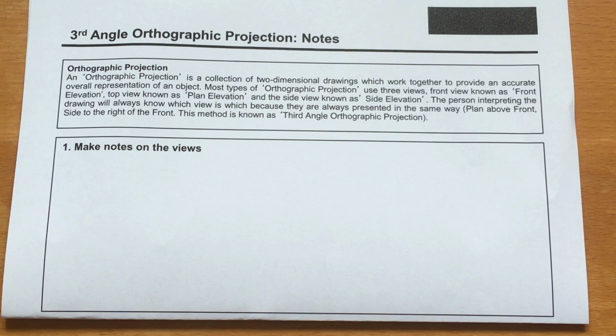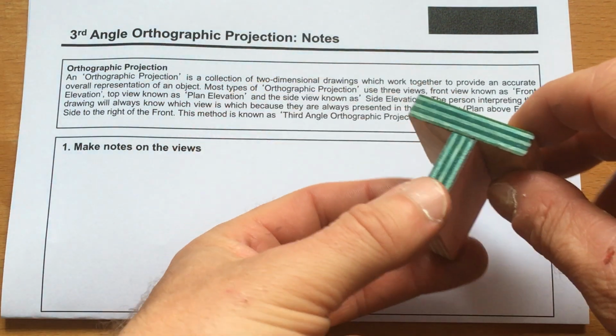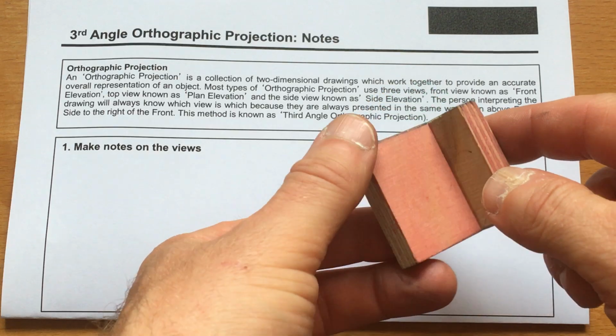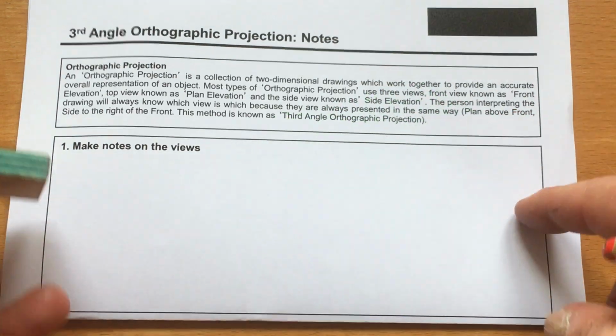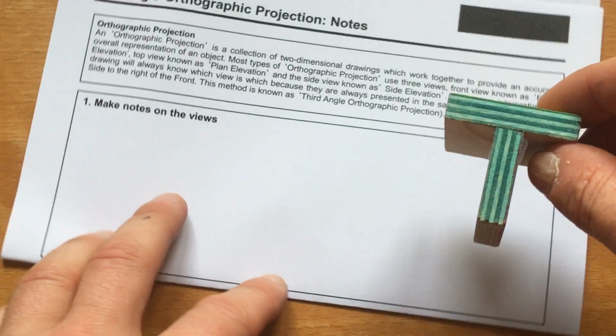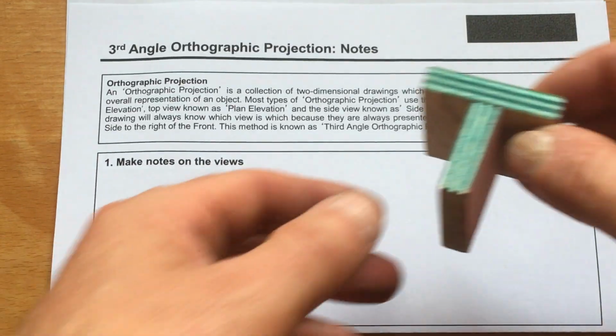Okay, well, these are the note sections just about orthographic projection, so we'll run through some of these to help you. In this little box here, we've made some notes about the different types of views of an orthographic drawing, roughly speaking. It's trying to turn a three-dimensional object into 2D, and there should be enough information on there for somebody else to make the object. That's the idea. They're sometimes called working drawings.